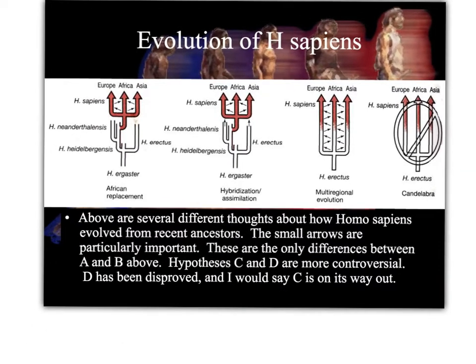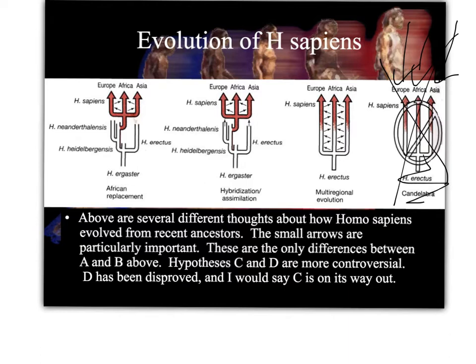Now, I want us to look at this. The first idea is that people of European descent, African descent, and Asian descent are three different species. This theory has been disproven to be 100% incorrect. It's also more controversial.